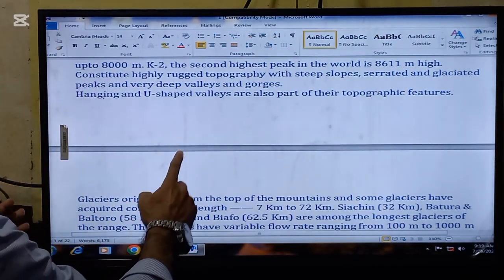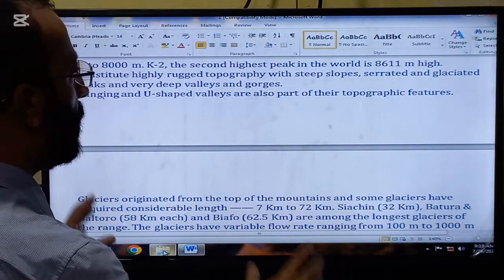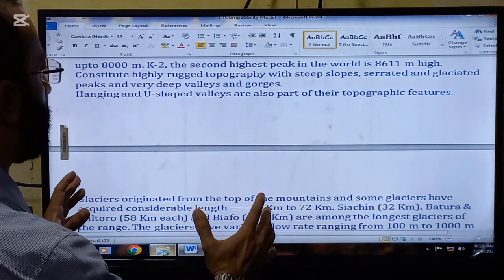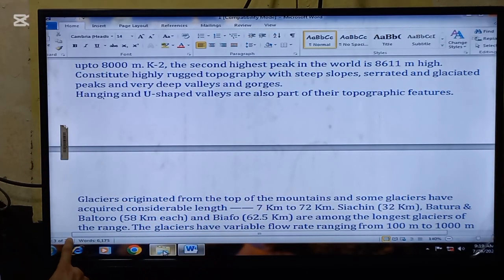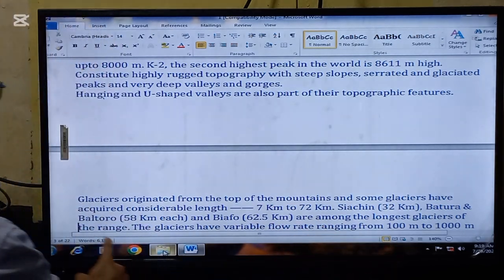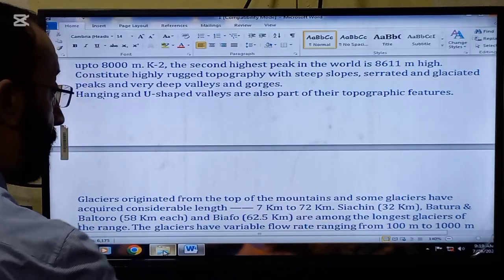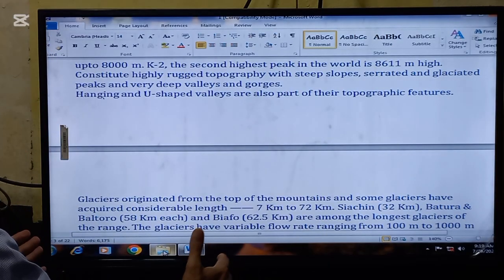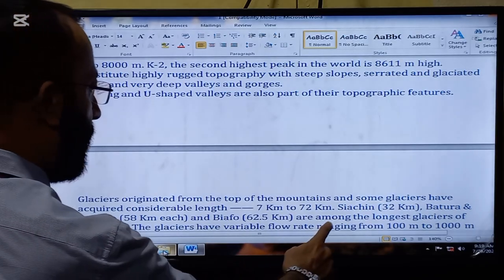Hanging and U-shaped valleys are also part of their topographic features. So one of the dangerous valleys is also located in this range. Glaciers originate from the top of the mountains, and some glaciers have acquired considerable length, for example, 7 kilometers to 72 kilometers. You can see the length of the glaciers. So one of the longest glaciers is also located in this range.